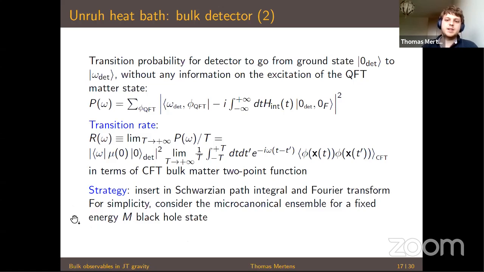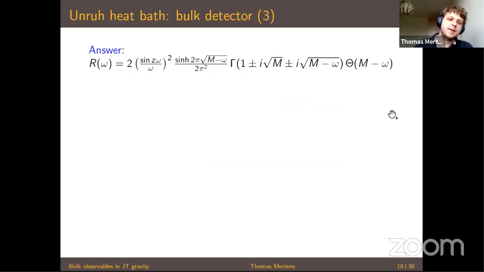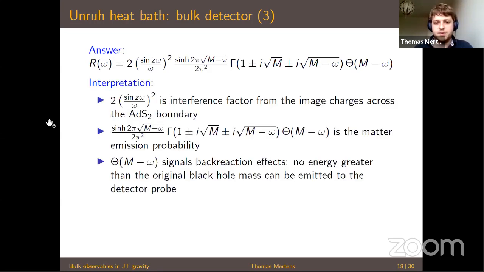Now, for simplicity, I will mention the results on the next few slides in the microcanonical ensemble. So for a fixed energy big M black hole state, not the canonical. As I mentioned previously, canonical and microcanonical are simply related by one more Laplace transform that you need to do to the results that I will mention here. So this is what the answer looks like for this response rate. It's a product of several factors.